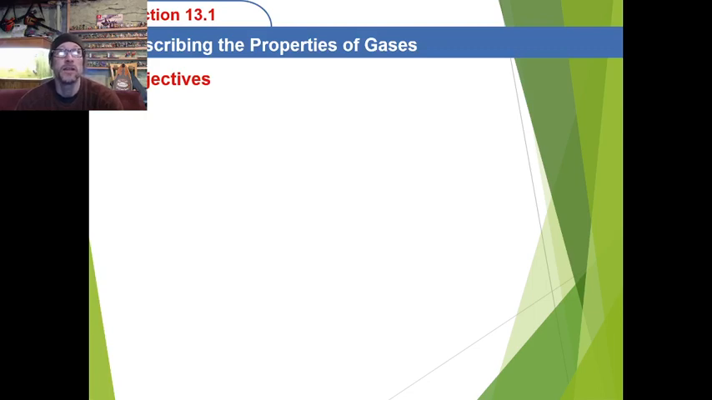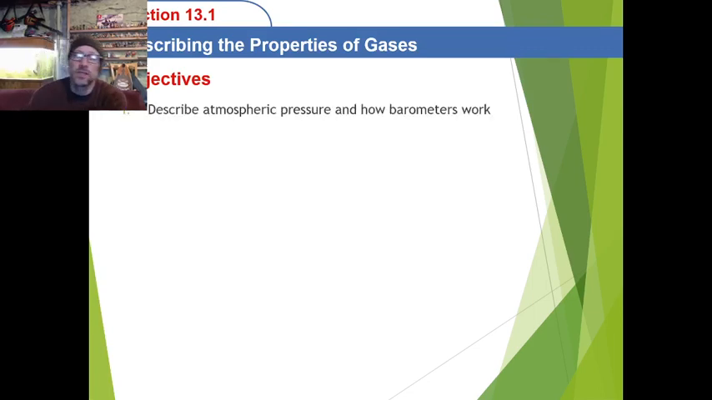Let's have fun. Objectives. Objective 1, you need to be able to describe atmospheric pressure and explain how barometers work. I have that barometer in the front of the room. Eventually, I'm going to teach you how to use it. Identify the units of pressure. Pressure has multiple units. We'll use SI units, and we'll use units as conversion factors. We'll do lots of practice with converting from one unit of pressure to another.